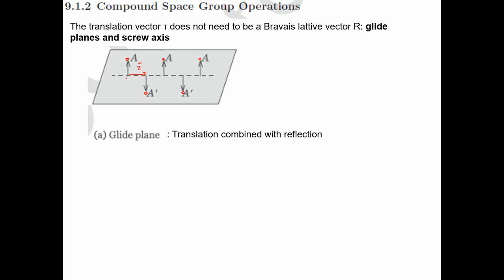So in this one-dimensional case, or in this direction, sorry, this is the smallest Bravais lattice, the size of the lattice constant, right? And you can see clearly that you can have some symmetry operation that combines, in this case, reflection and translation, but in which the translation vector is not a lattice vector. And this is what we call glide plane symmetry. Okay?